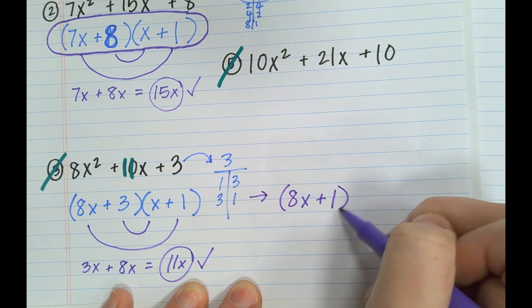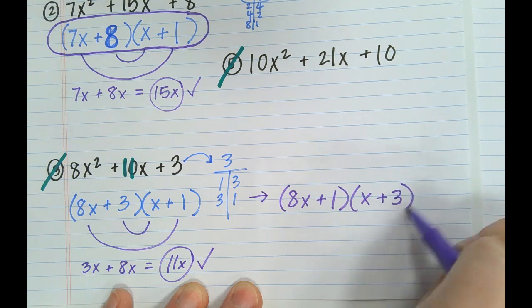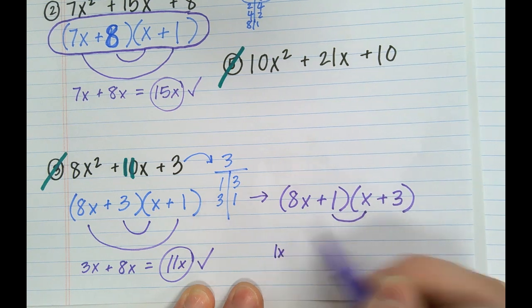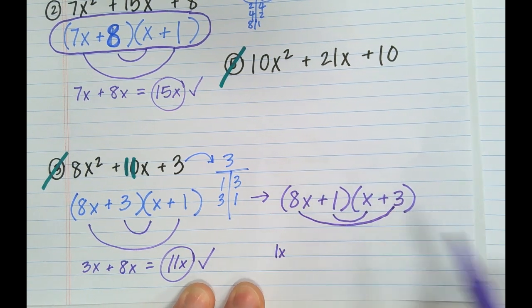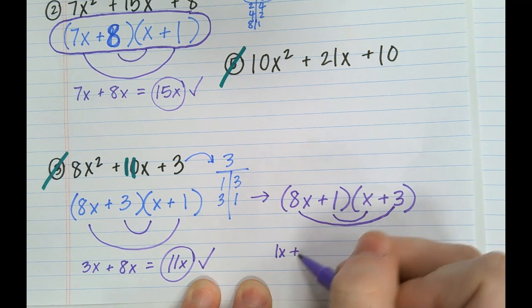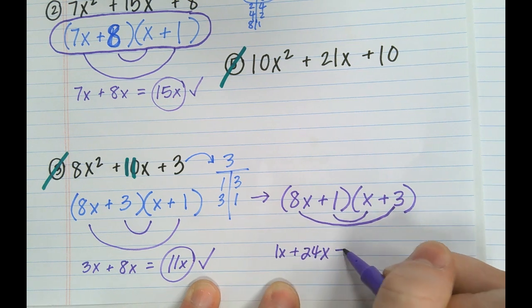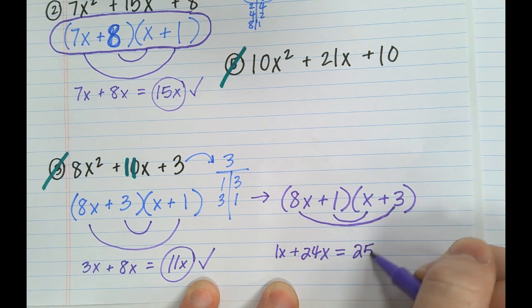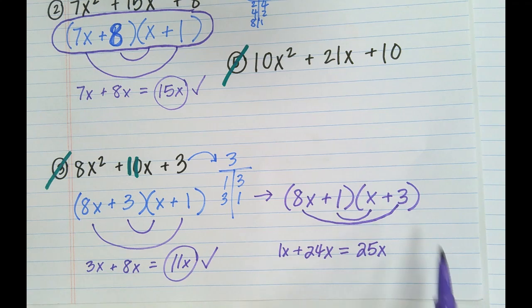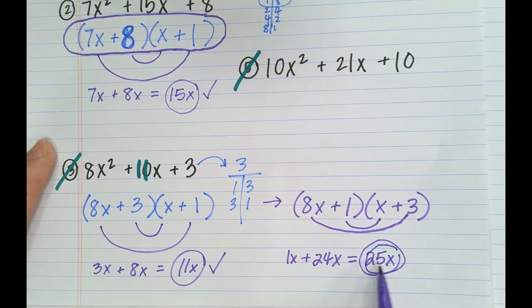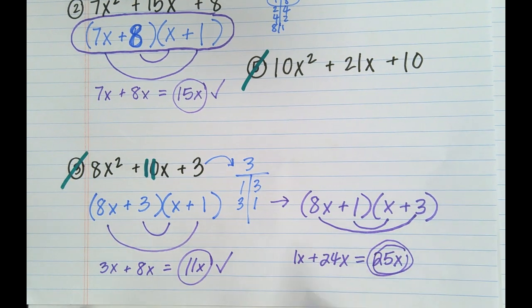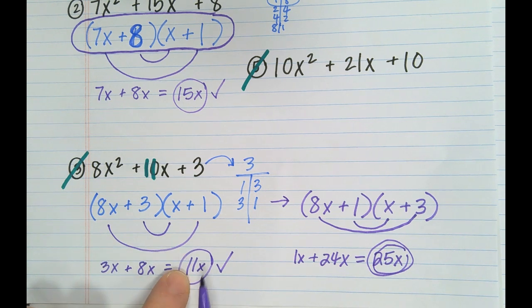8x plus 1 times x plus 3. We'll do our rainbow method. What is 1 times x? 1x. What is 8x times 3? 8 plus 8 is 16, plus another 8 is 24. Yeah, so 1x plus 24x is 25x. So if you had this answer, it wouldn't be correct because it's not going to give us the same middle term of 11x when we do the rainbow method. So we need to make sure that we're checking our answer and getting the same middle term.